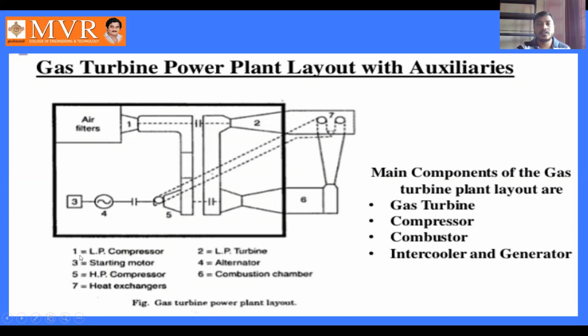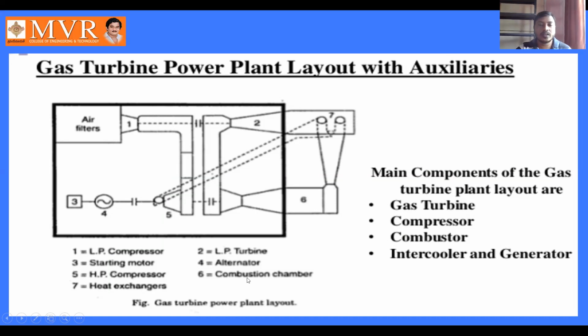These are the components we are using in the layout. Here we can observe the low pressure compressor, and this is the low pressure turbine. The third one is the starting motor, the fourth one is the alternator, the fifth one is the high pressure compressor, the sixth one is the combustion chamber, and the seventh one is the heat exchangers.